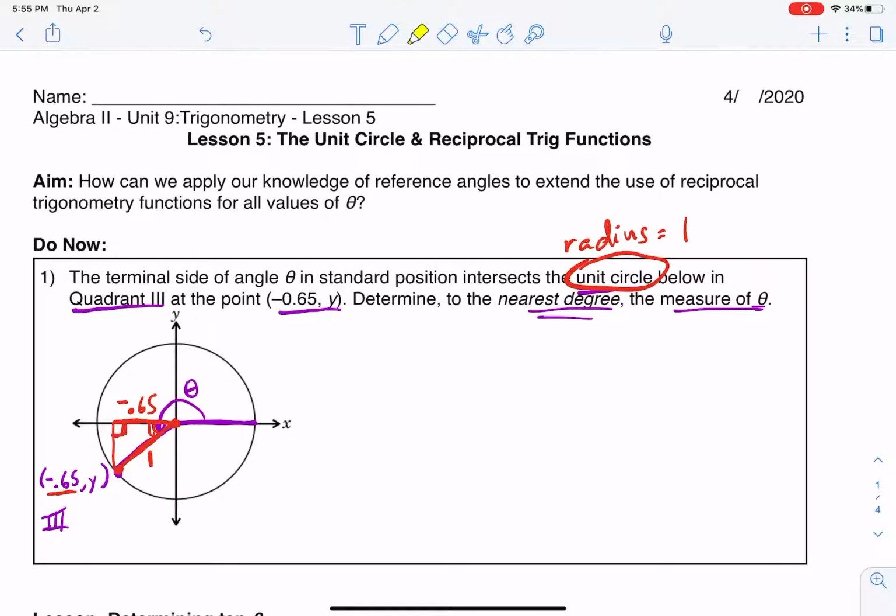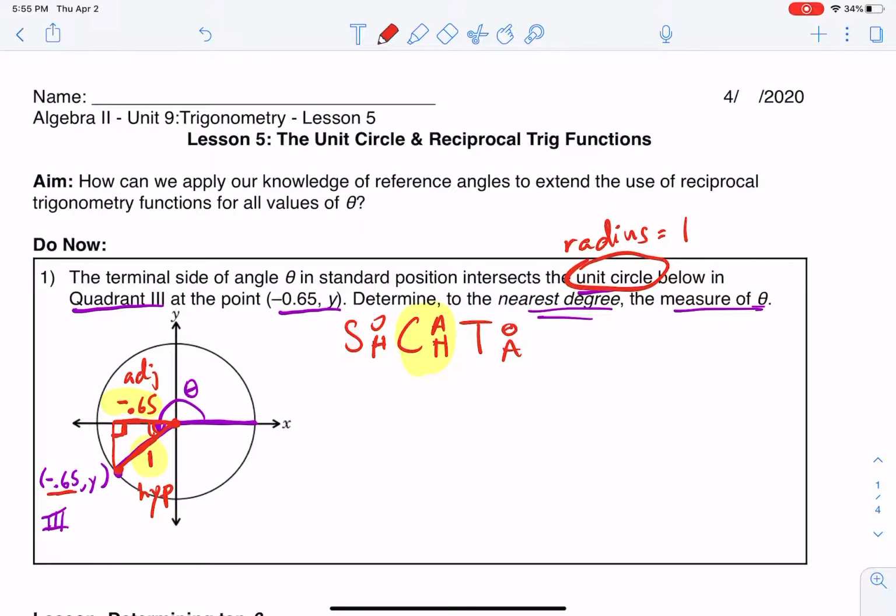All right, so we need to find the measure of angle theta. We know these two sides of the triangle. Negative 0.65 is our adjacent side, and 1 is the hypotenuse. Okay, so thinking about our trig ratios, we're going to have to use an inverse trig function to find the angle, and the trig function we're going to need to use is cosine, because that's adjacent and hypotenuse.